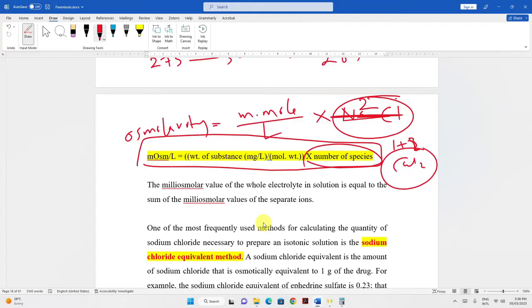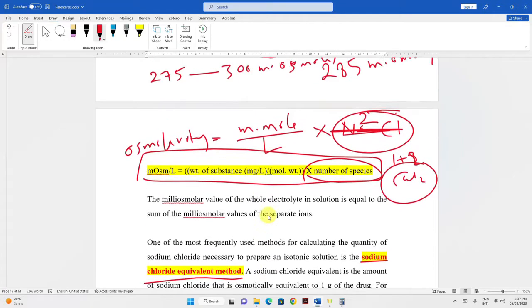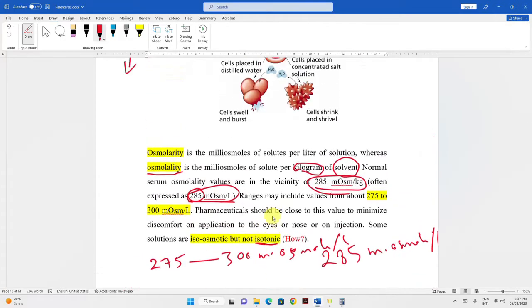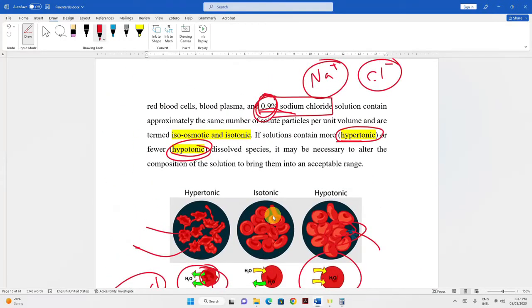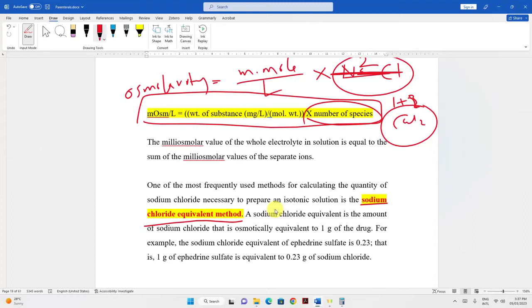Let's say I'm preparing a drug of, let's say, ephedrine sulfate, and I need to adjust tonicity. How can I do that? You should know that there are several methods, not one method, but the one that I like to describe for you is referred to as the sodium chloride equivalent method, because sodium chloride is very well known. We know that 0.9% is normal saline, and we adjust tonicity with sodium chloride. That's why they call it the sodium chloride equivalent method.